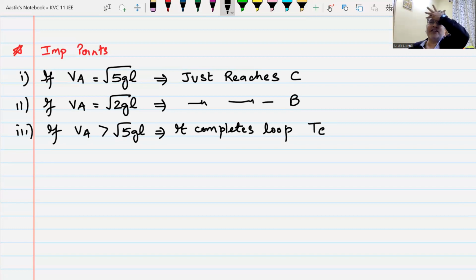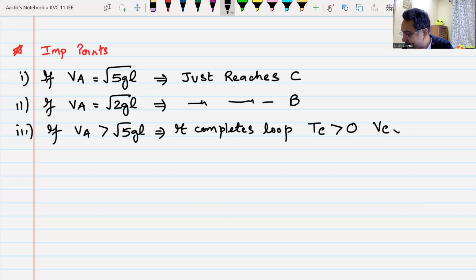Equal to cannot happen. Equal to is at root 5gl. It is greater than root 5gl. This is simple maths of third standard. Greater than 0. It will be greater than 0.